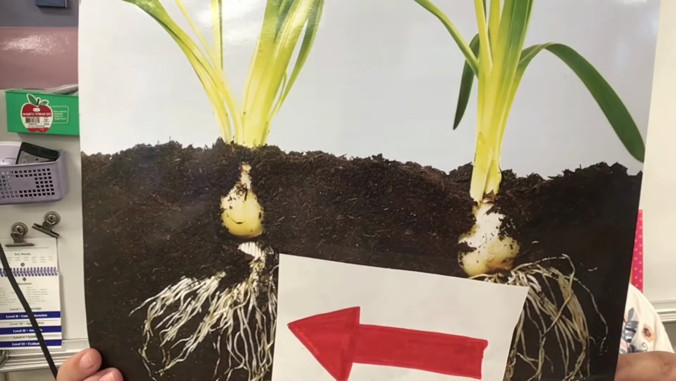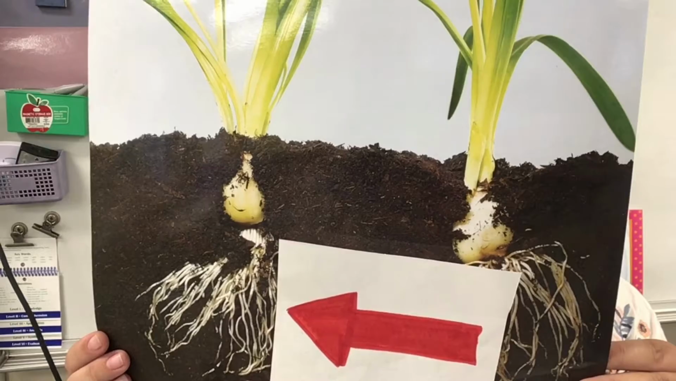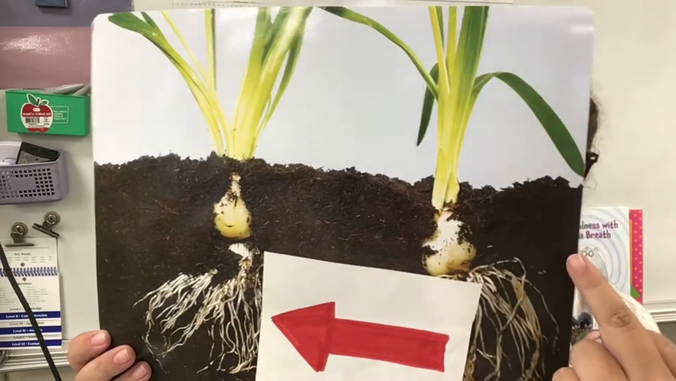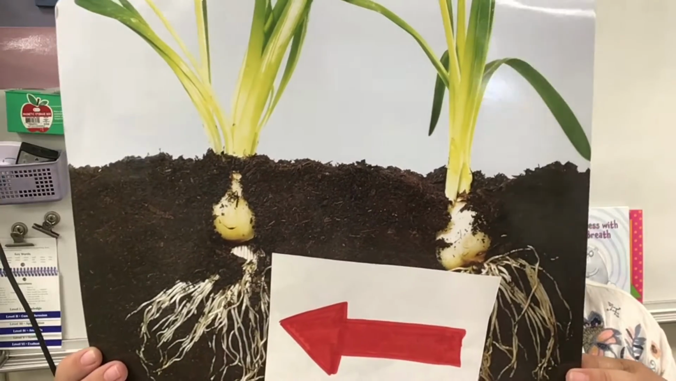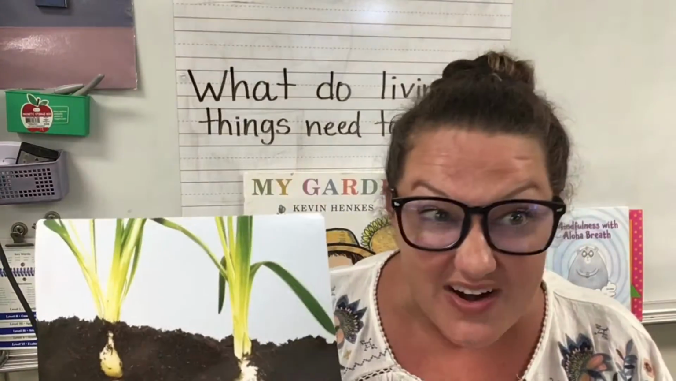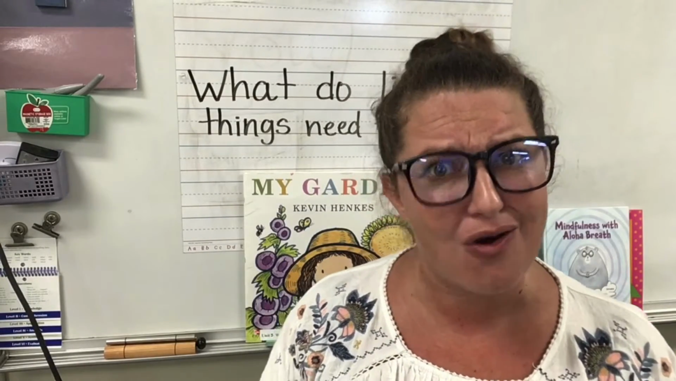A plant uses water to move materials from its roots to all of its other parts, like its stem and its leaves. Most plants also use water to make their own food. Do you want to know how? That's pretty cool that the plants can make their own food.